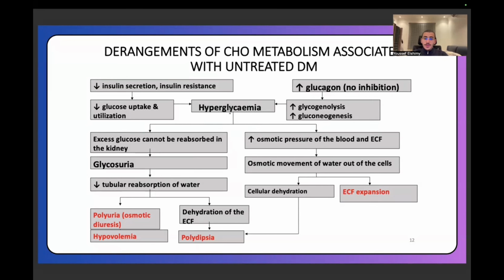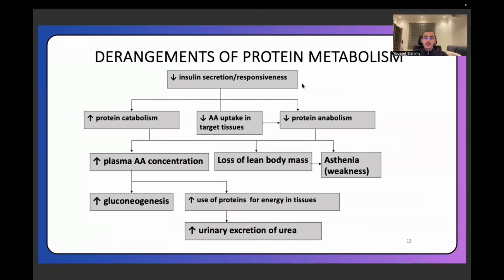Also, as a consequence of hyperglycemia, this would increase the osmotic pressure of the blood and extracellular fluid, and this would shift the water movement from inside the cells to outside the cells into the ECF. This would cause cellular dehydration, and this would also cause polydipsia. And this shift would cause extracellular fluid expansion that will later get excreted by the kidney because of the osmotic diuresis. Okay. What about the protein metabolism?